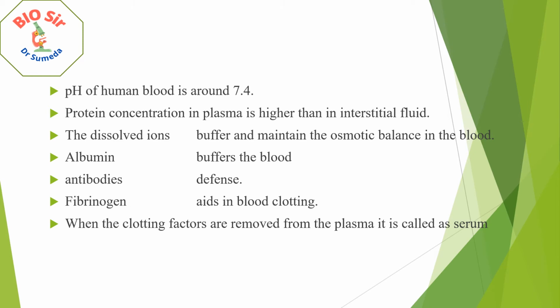The dissolved ions in the plasma buffer and maintain the osmotic balance in the blood. We consider that albumin also buffers the blood. Antibody acts as a defense mechanism. If you take fibrinogen, that protein aids in blood clotting by converting into fibrin. When the clotting factor is removed from the plasma, it is called serum.